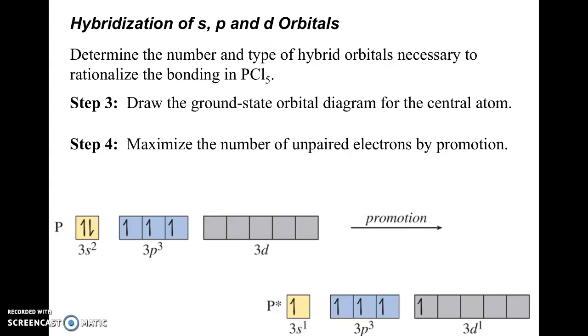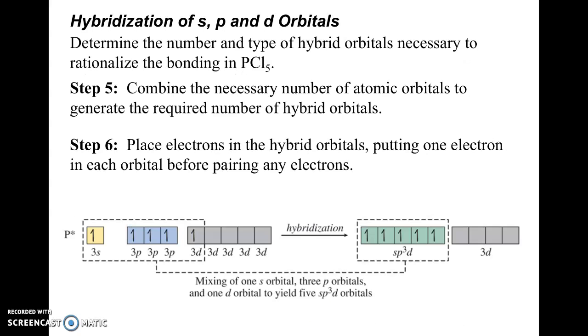But we need to remember that being in the 3rd row, phosphorus does have 3d orbitals. So if we need to make 5 equivalent orbitals, we use our s, our 3 p's, and one of our d's, or you can see it as this promotion. So we make 5 equivalent orbitals that are called sp3d. So it's really pretty straightforward to figure out what the hybridized orbitals are going to be called, because you need to take as many orbitals as you need to get.